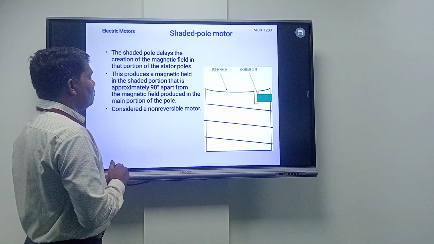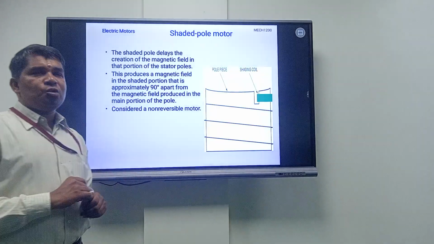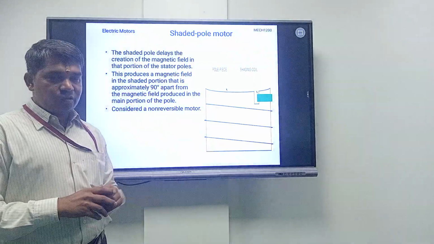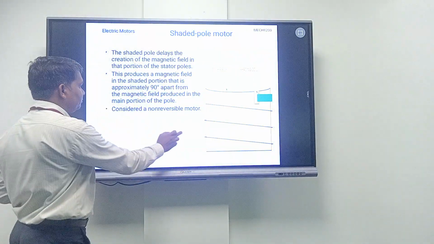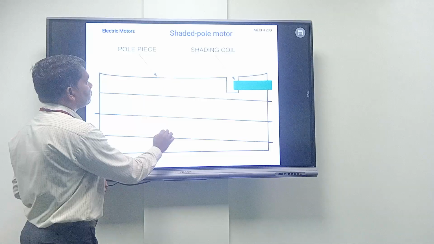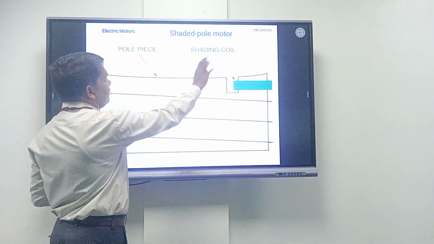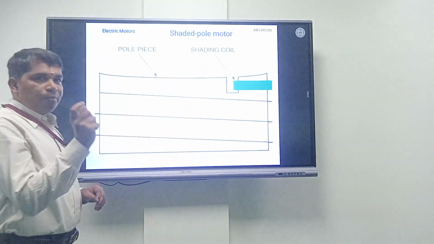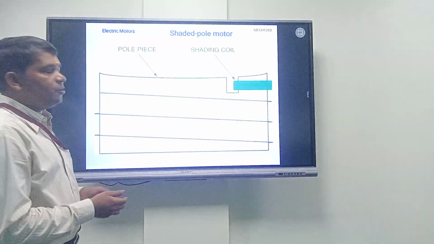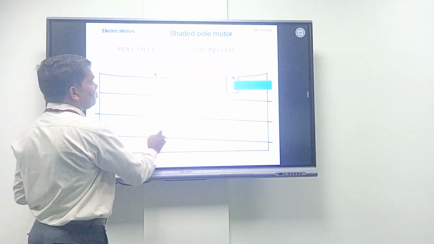It is a non-reversible motor. Non-reversible motor means you cannot run it in both directions. It can run only in one direction. This is the pole piece and shading coil. In one particular portion, to make a difference in the magnetic field, this shading is used.